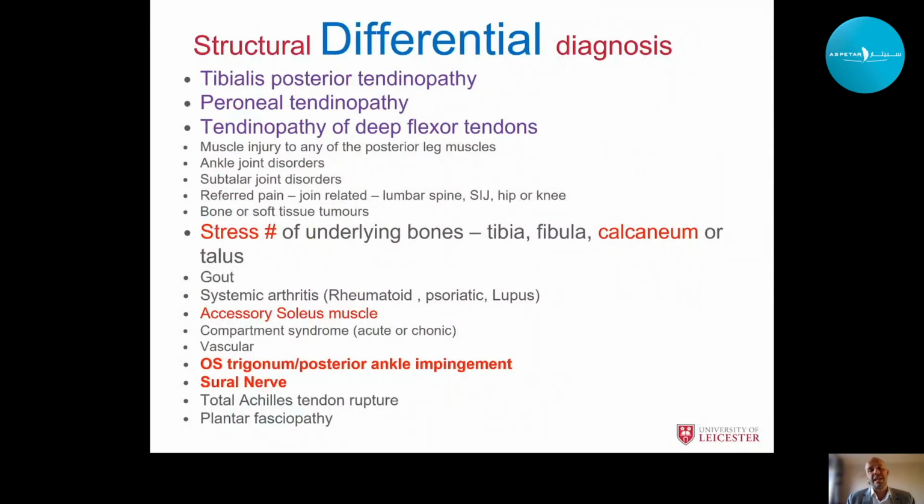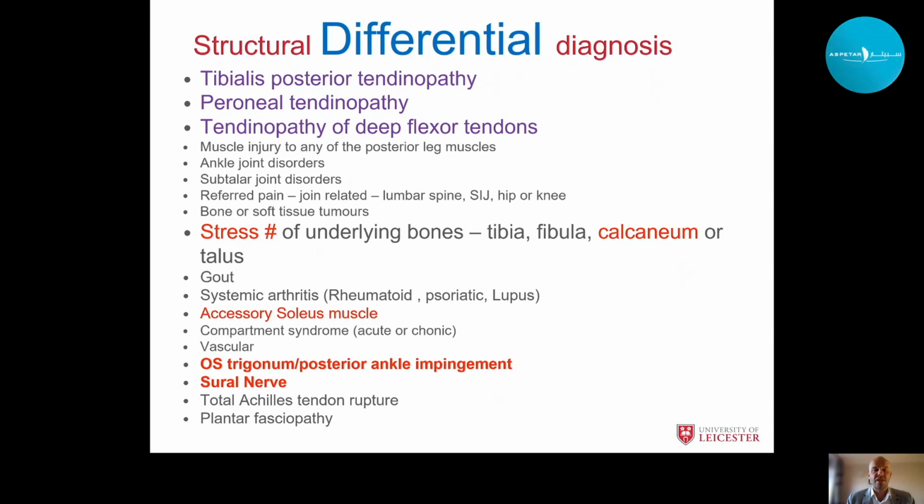Now, when we get down to the Achilles, we've got to consider all of the differential diagnoses that may mimic Achilles tendinopathy. I've got a large list up here, and what we've done is we've put the tendon disorders in purple, and the typical ones that we'll see regularly in the clinic will be these ones in red.